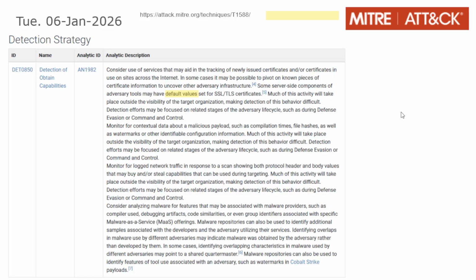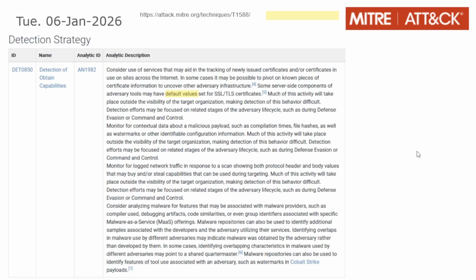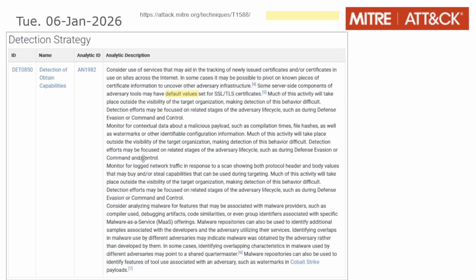Much of this activity will take place outside of the visibility of your organization, making detection difficult. Yeah. Detection efforts may be focused on related stages of the adversary lifecycle. Defense evasion, command and control, yes. Then monitoring for contextual data about a malicious payload, such as compilation times, file hashes, as well as watermarks or other identifiable configuration information. Much of this activity will take place outside the visibility of the target organization, making detection of this behavior difficult. Exactly, command and control.